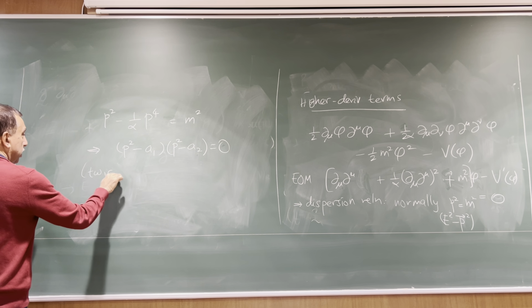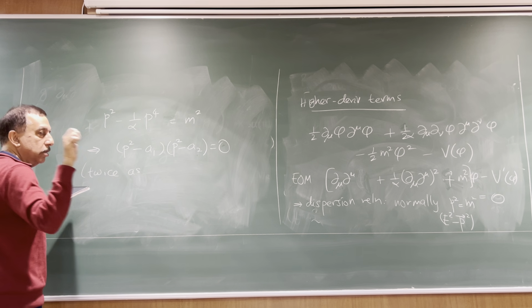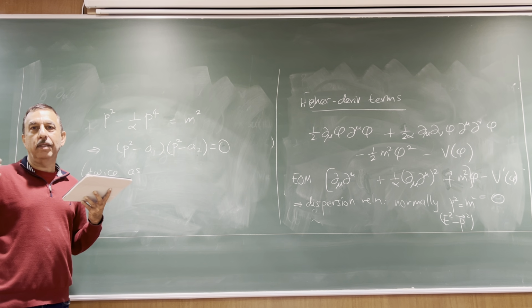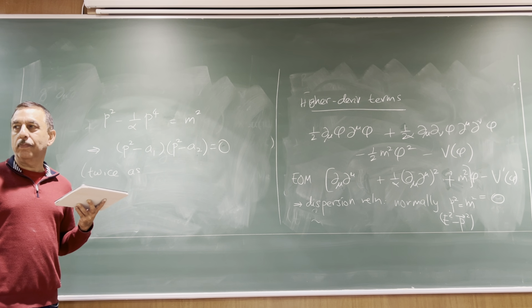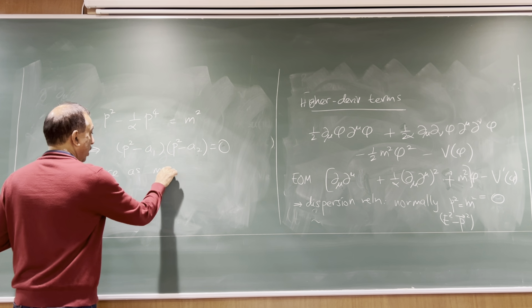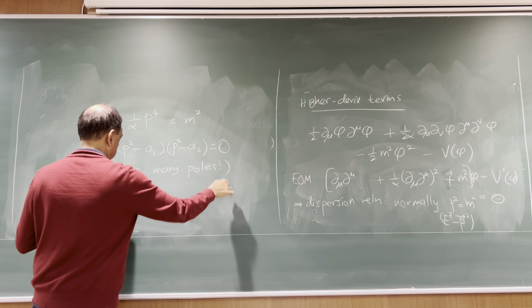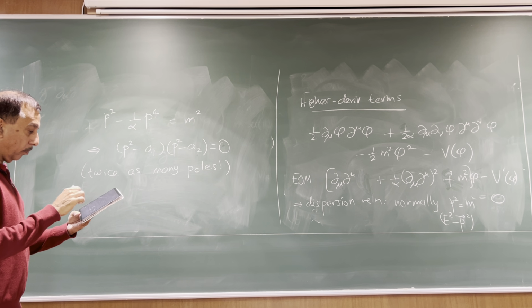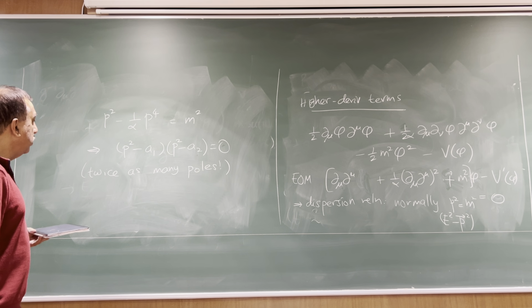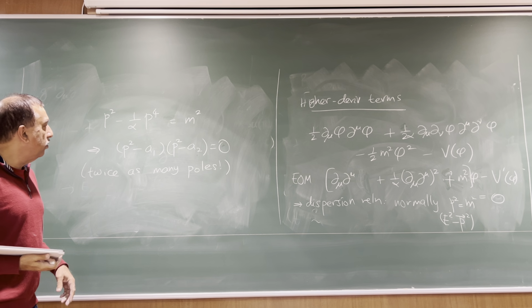Twice. Normally the propagator has a pole because it's 1 over p squared minus m squared. When the particle is on shell, the propagator has a pole. But this has twice as many poles. So it's totally a new thing. Okay. So it seems like we have two types of particles, but it could be worse than that.